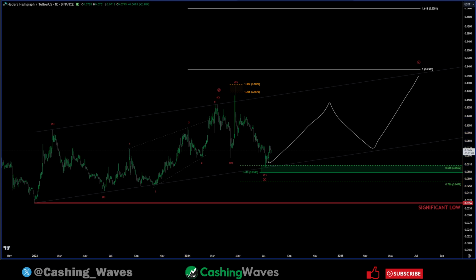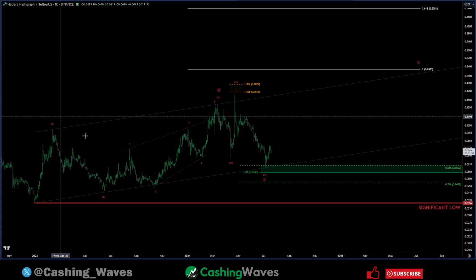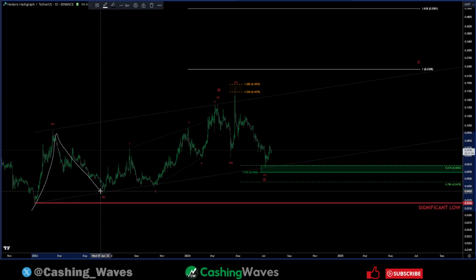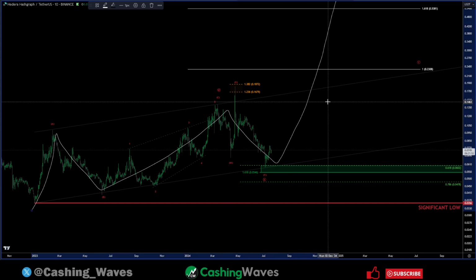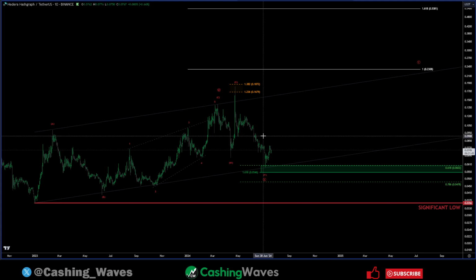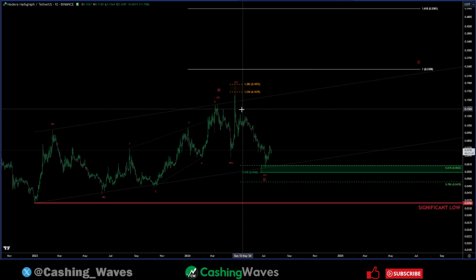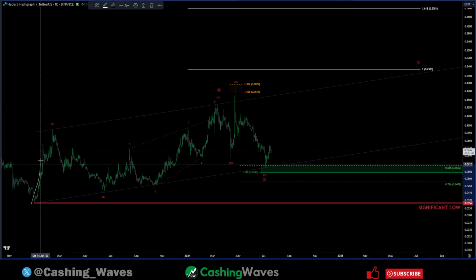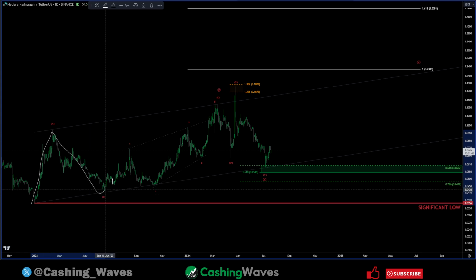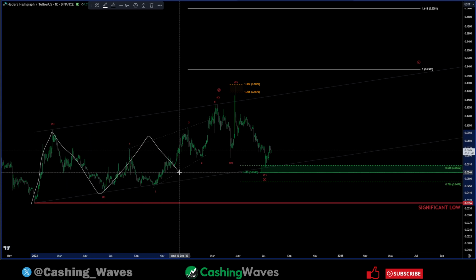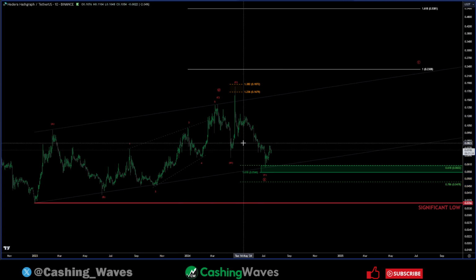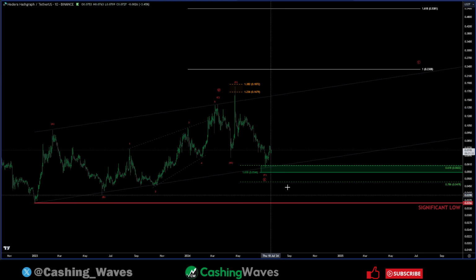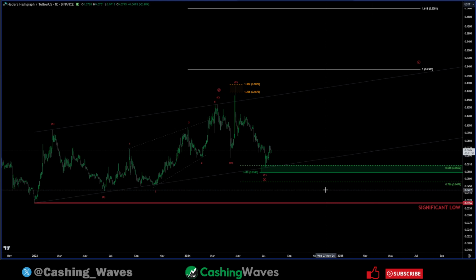Now, important to note that this can also be counted as a 1, 2, 1, 2, and we can explode for a larger third wave. That is an alternate count, and I would say low probability, just because usually if this is a 1, 2, our second 1, 2 ends up being smaller because it's at a lower degree time frame. So we have to push guidelines to make it a 1, 2, 1, 2. Doesn't mean it's invalid, it just means less probable than a corrective move.